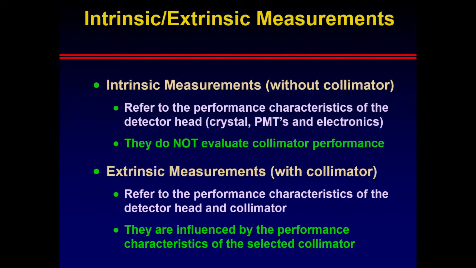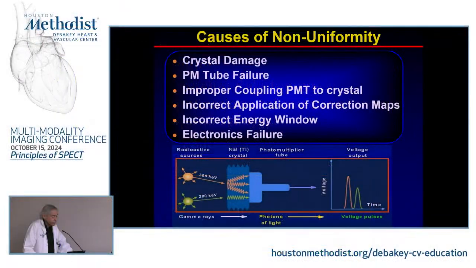Okay, we also, like I said, do intrinsic and extrinsic measurements. Intrinsic measurements are without the collimator, and that's when we look at basically the instrumentation and the sodium iodide crystal, or the CZT crystal, and see how they are responding, and hopefully they're responding adequately. Or we do extrinsic measurements with the collimator to also look at their performance.